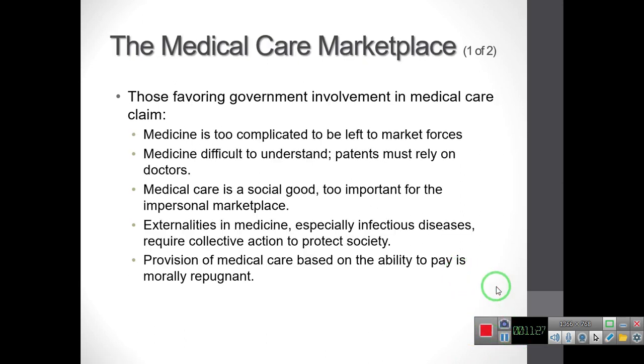And for those of you that do believe that the government should just govern the entire healthcare market, well, here are some of the arguments that you could make. The medicine is too complicated for the markets to take care of. It's too difficult to understand, and we the people are not educated enough to understand. And whatever the doctors say, that's it. They are the gods in this system.